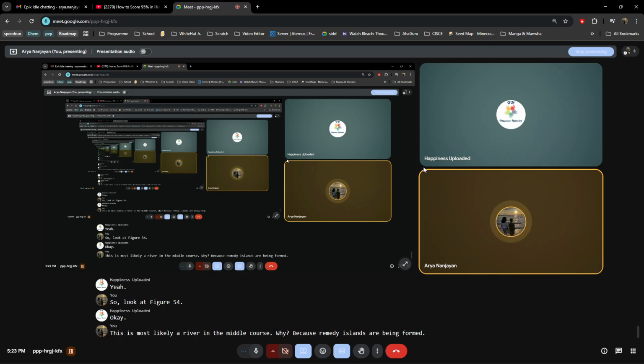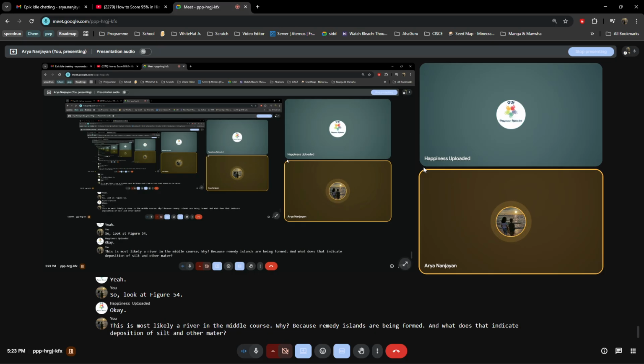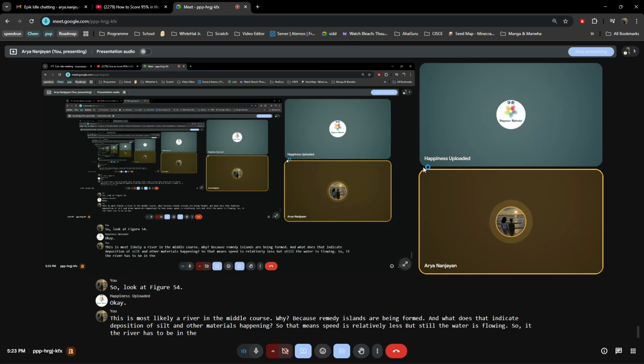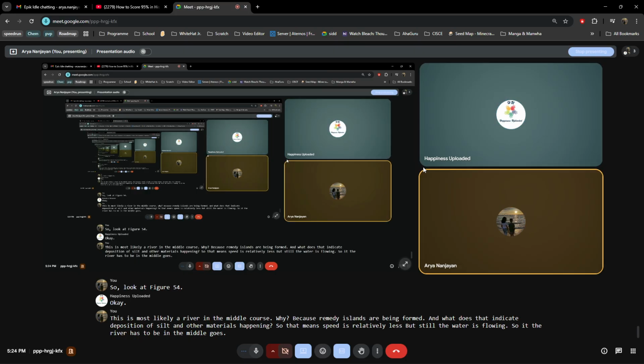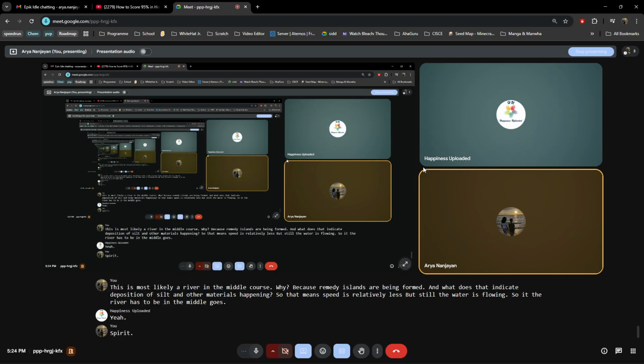And what does that indicate? Deposition of silt and other materials is happening. So that means speed is relatively less, but still the water is flowing. So the river has to be in the middle course. Understood?